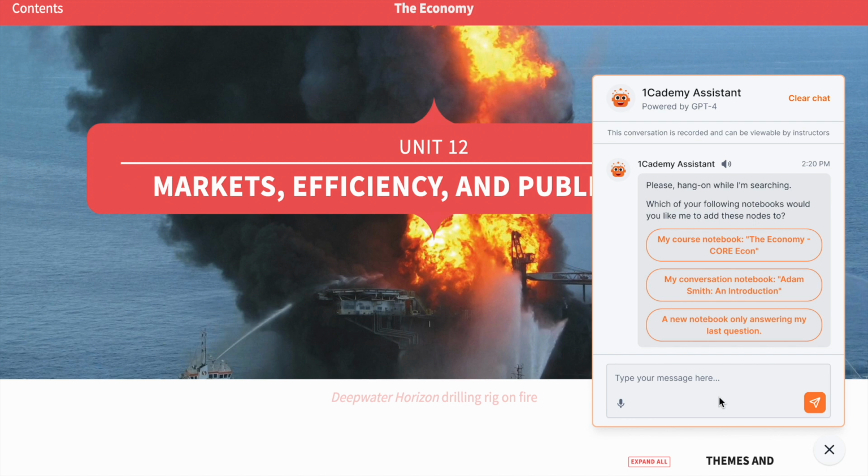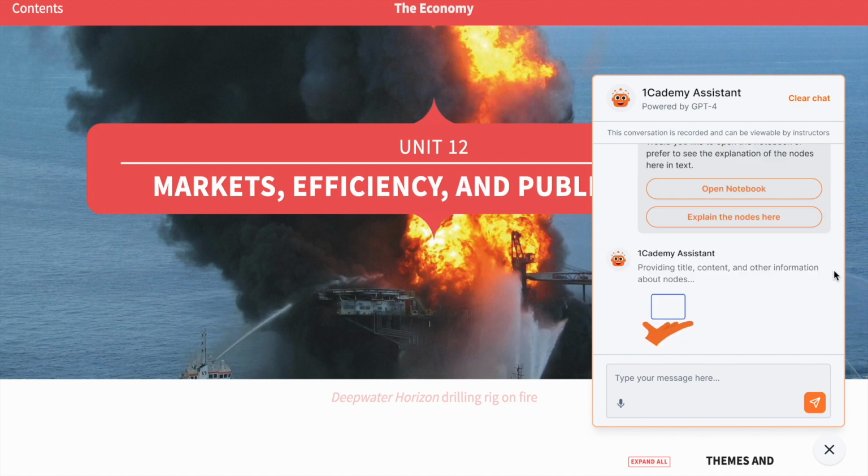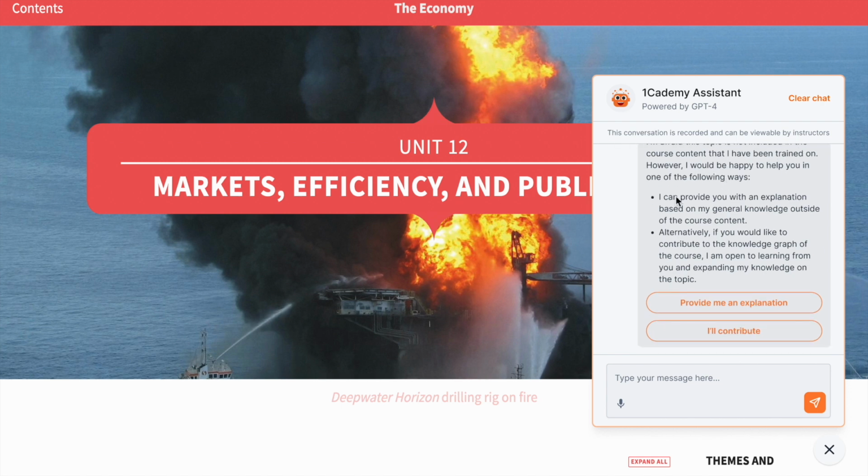While it searches, the assistant asks which notebook the user would like to add content to and offers some options. The user selects to have the content displayed in a node in the notebook about Adam Smith. While the user is engaged with the assistant, it is able to complete its search of 1Cademy and finds that there is a node for visual communication, but it is not tagged to their course.